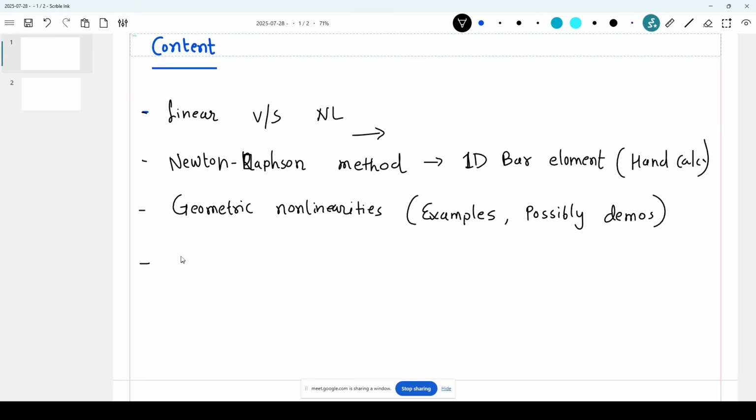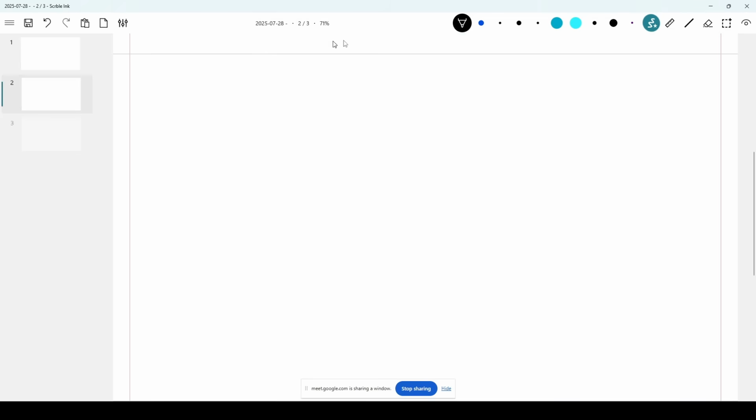So then we will also see this convergence tolerances. Okay, this actually will be part of this only. Okay, so convergence tolerances, or you would have heard about convergence criteria. Okay, so we will see that, and yeah, that's it. So let's start with the linear versus non-linear.